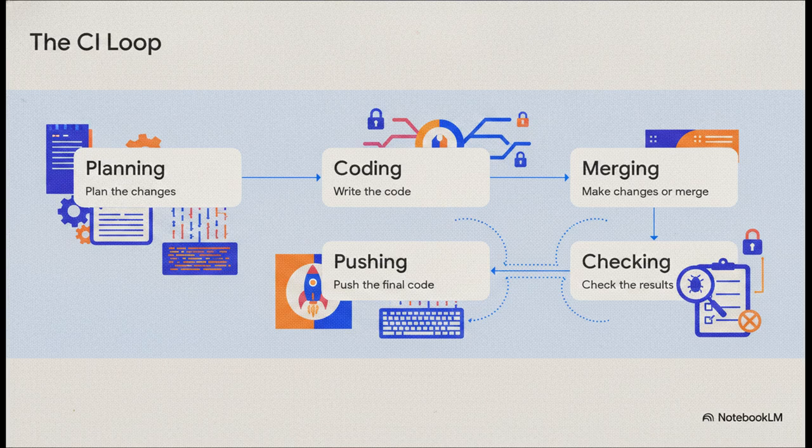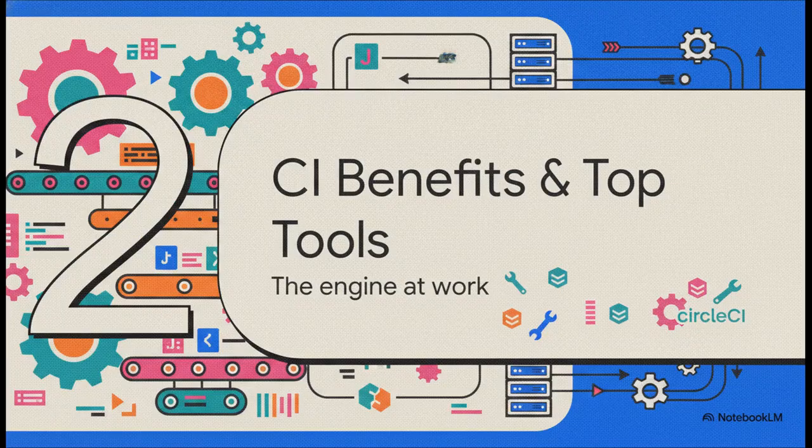This continuous integration process relies on a strict 5-step sequence. It kicks off with planning, which leads right into coding. From there, we move to making changes or merging that code, immediately checking the results, and finally pushing it out. It's a continuous, repeating cycle. It ensures that every single piece of code is scrutinized and validated before it ever has a chance to break your larger system. Moving on to Section 2, CI benefits and top tools.